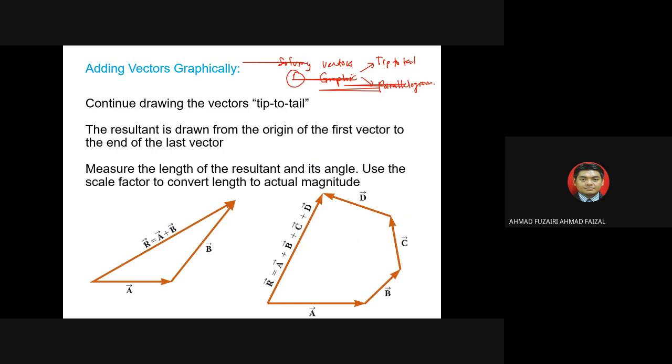This is where you want to use the tip to tail method, because we may have certain situations here. Let's look at the figures here. We have vector A and vector B. Now you draw vector A, and at the tip of vector A, you draw vector B. Then the resultant vector is from the tail of vector A until the tip of vector B.